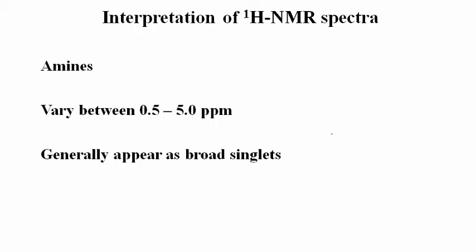And then finally for amines. The chemical shifts of amine hydrogens, like those of hydroxyl hydrogens, vary quite a bit between 0.5 and 5 ppm, depending on the experimental conditions. As in alcohols, the exchange is very fast, and so spin-spin coupling, or spin-spin splitting, between amine hydrogens and hydrogens on adjacent alpha carbons is averaged, and so generally the amine hydrogens appear as very broad singlets.